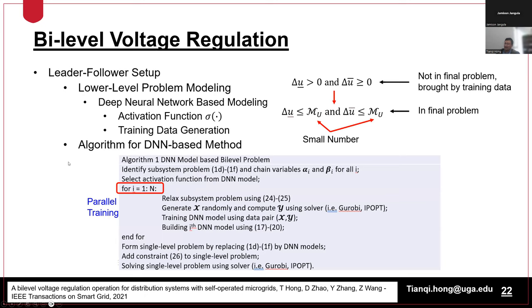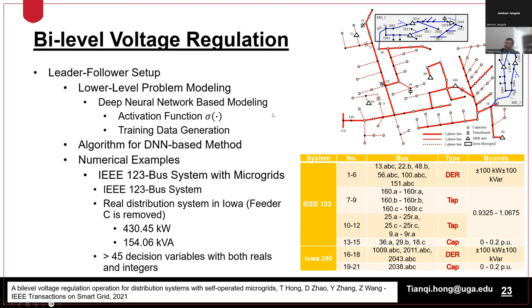So after we have the method, we use certain numeric examples to test the performance of the proposed method of solving the bilevel voltage regulation problem. Here in this example, we use the IEEE 123 bus system with two microgrids. The two microgrids are real distribution systems in our state. We also made some modifications to the real distribution system. We remove the feeder C from the system, and the capacity, the active power and reactive power of the feeder are shown here.